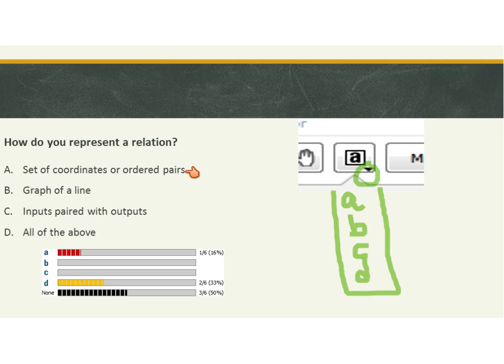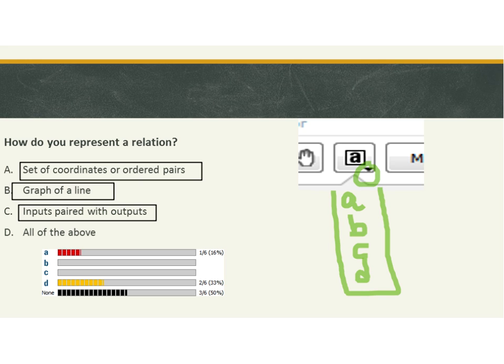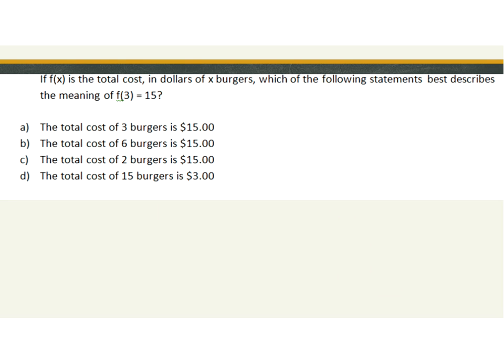So one student said it was a set of coordinates or ordered pairs. And then 2 said it was inputs with outputs. Or all the above, sorry, all the above. It actually is all the above, because a set of coordinates or ordered pairs is correct. The graph of a line has ordered pairs. Inputs, your X is your input, your Y is your output, so it is all the above. All right, and this is a DBA question.